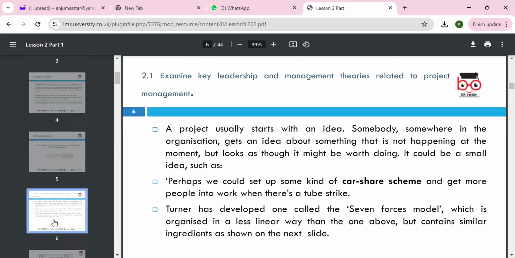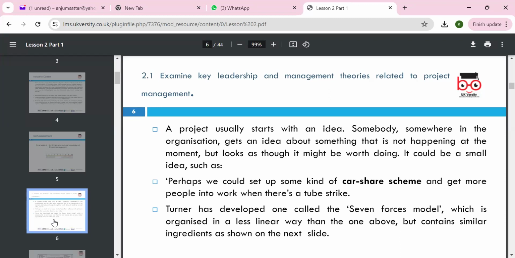2.1, examine the key leadership and management theories related to project management. A project usually starts with an idea somewhere in the organization, something that is not happening at the moment but might be worth doing. It could be a small idea, such as a cost sharing scheme to get more people into work when there's a tube strike.